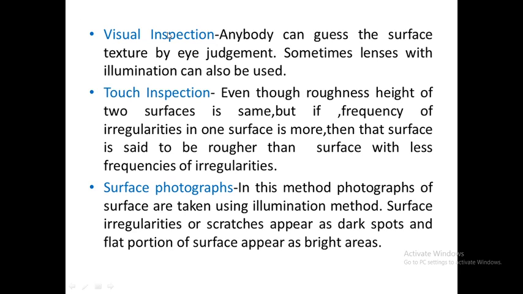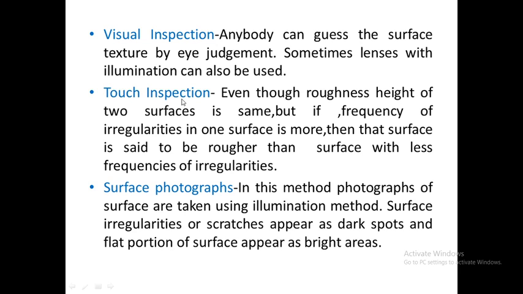Visual inspection. Visual inspection is very simple: the surface roughness is identified by just observing the surface of the specimen under consideration. Anybody can guess the surface texture or the roughness by eye judgment. So here eye judgment is used to identify the roughness. Sometimes lenses with illumination can also be used. In order to get a magnified view, we can use lenses. So basically in visual inspection, inspection is done simply by observing the surface which is under consideration.